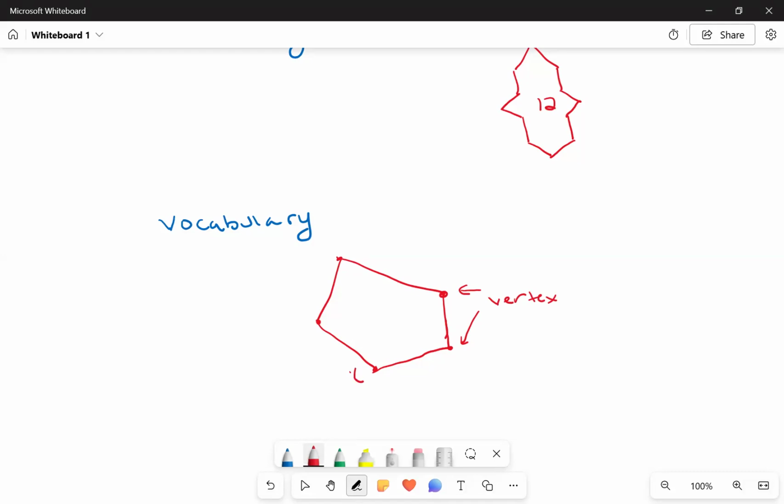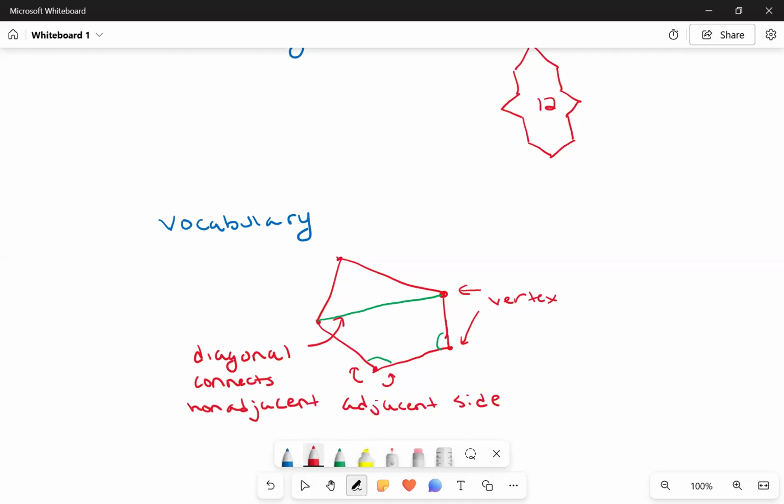When two sides are next to each other, they call those adjacent sides. And then two vertices next to each other would be adjacent vertices, okay? And then if you draw a line from non-adjacent vertices, that is what they call a diagonal. So a diagonal connects non-adjacent vertices. And there we go.